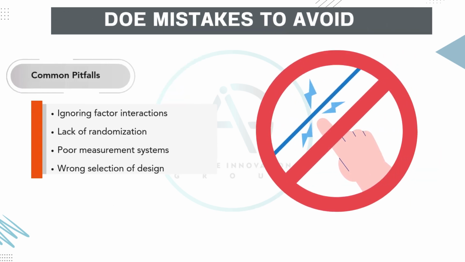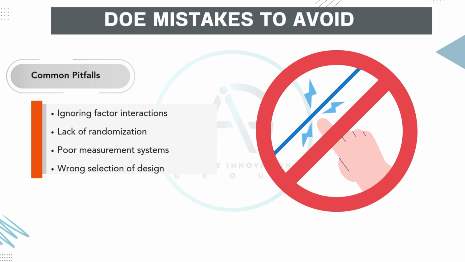While design of experiments is a powerful tool, there are some common mistakes that can reduce its effectiveness if we're not careful. The first is ignoring factor interactions. Sometimes we focus only on individual factors, but interactions between them can have a major impact on the outcome. Overlooking these can lead to incorrect conclusions. Second, lack of randomization is a big issue. If we don't randomize the order of our runs, external influences like temperature, humidity, or operator variability might bias the results. Another common pitfall is using a poor measurement system.